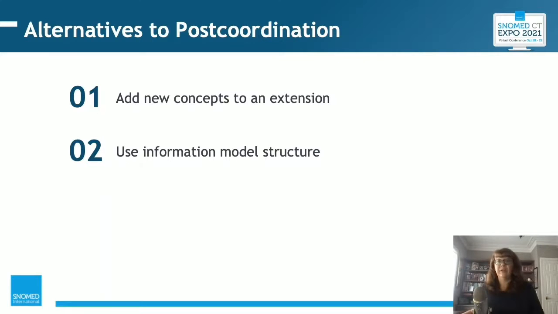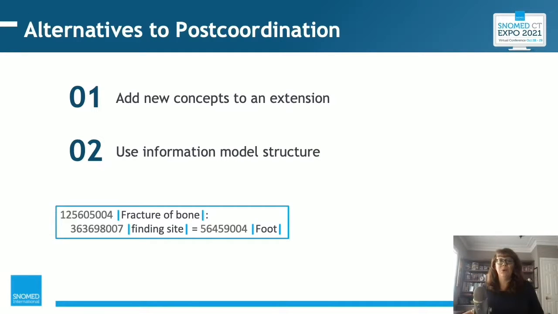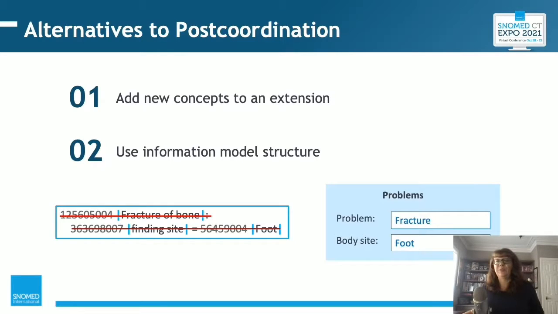The second alternative is to define the post-coordinated structure using the information model, with separate coded data elements for the focus concept and each of the refinement values in the expression. So, for example, rather than using an expression for fracture of the foot, we could use two separate data elements, one to record the SNOMED concept for fracture and the other to record the SNOMED concept for foot.